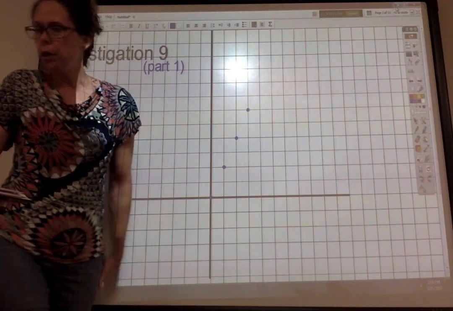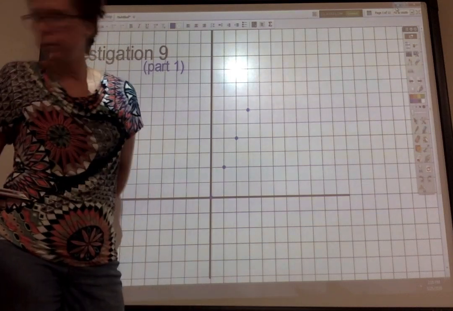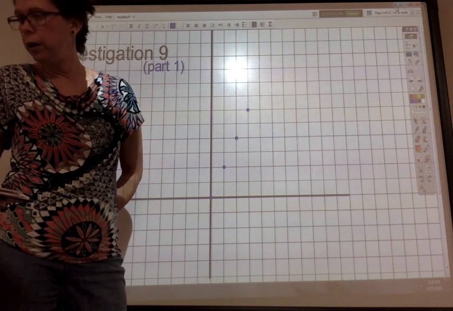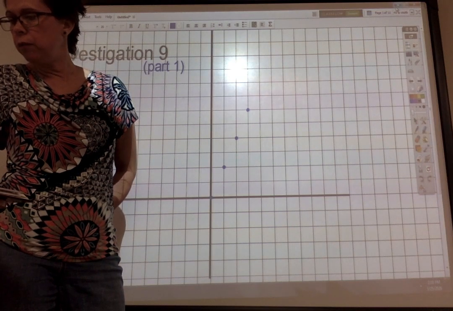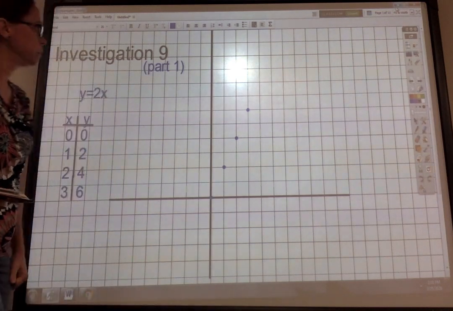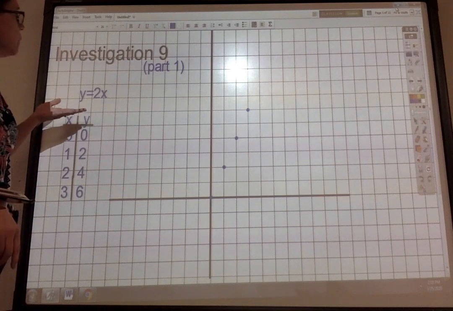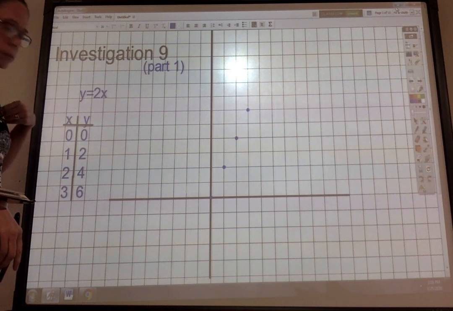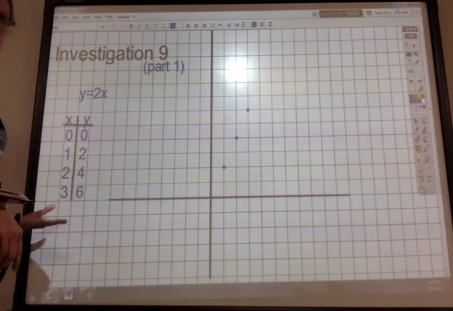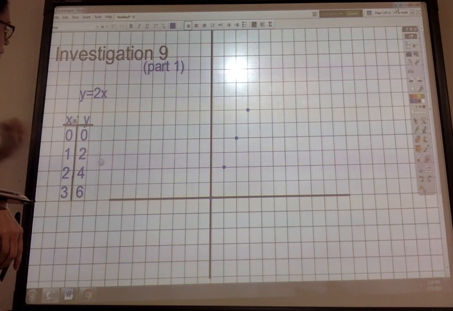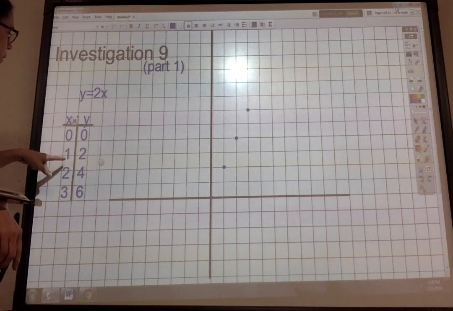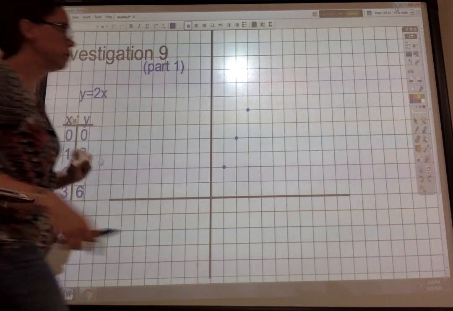Okay, so Investigation 9, page 624. It says, as we've seen, functions can be displayed on graphs. And to graph a function, we use XY pairs. Okay? So the first example they give us in the book is the function y equals 2x. And they go ahead and give us some XY pairs. If x is 0, we put 0 in for x. 2 times 0 is 0 to get y. If x is 1, 2 times 1 is 2, and on and on.